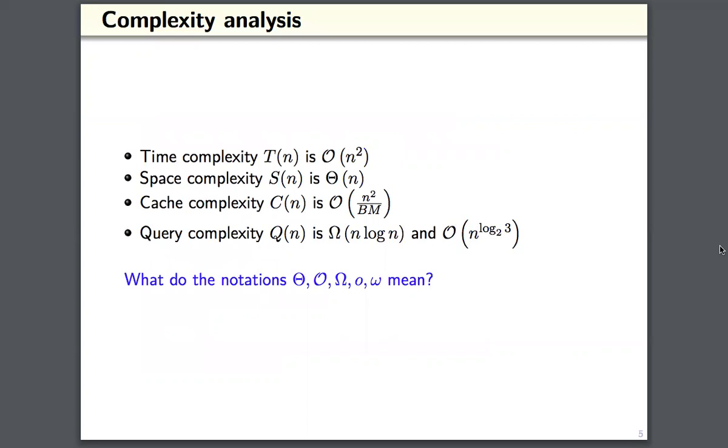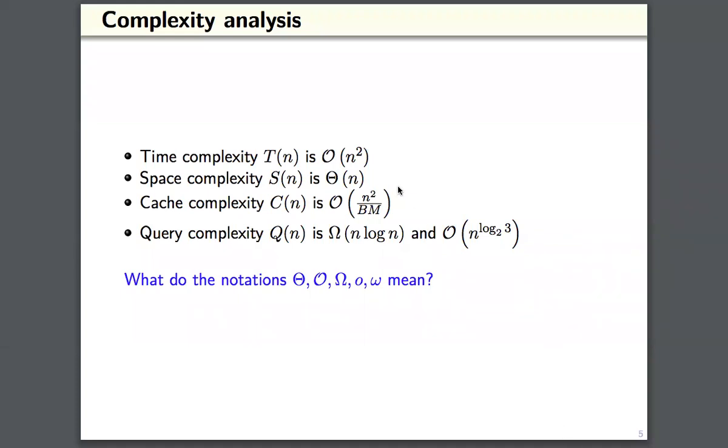Right? Okay, so as we said earlier, we give this complexity for different resources. Time complexity is, say, O of n squared. Space complexity is, say, theta of n. Cache complexity, in the sense of number of cache misses. In operating systems, this can mean the number of IO transfers or page faults, right? Okay, so suppose it is O of n squared divided by BM. So we have some other parameters like B and M. What is B? What is M?